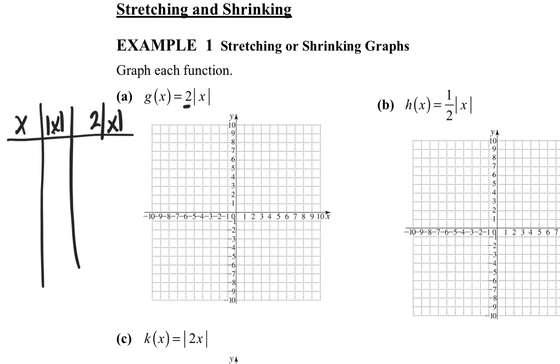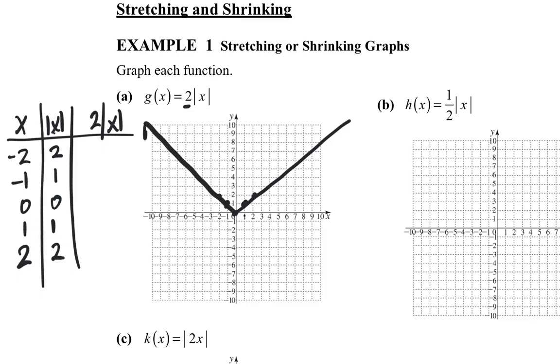So let's choose some numbers. Let's go negatives to positives. The absolute value of negative 2 is 2. The absolute value of negative 1 is 1. The absolute value of 0 is 0. The absolute value of 1 is 1, and the absolute value of 2 is 2. Now let's plot those points and see what that graph looks like. Negative 2, 2, negative 1, 1, 0, 0, 1, 1, and 2, 2. So we've got a graph that looks something along those lines.